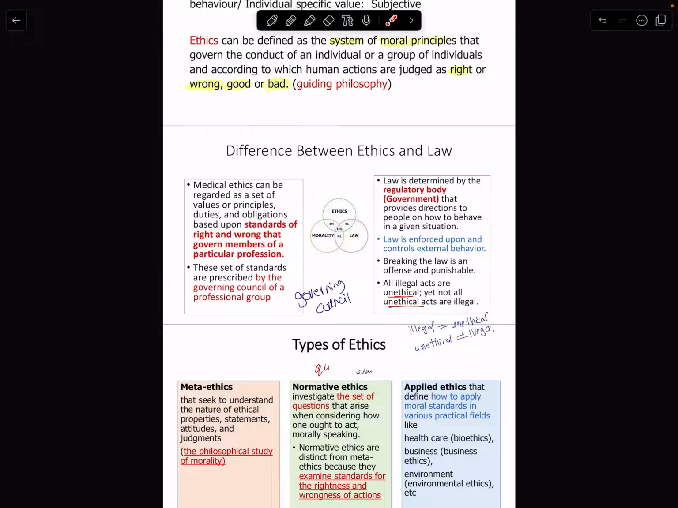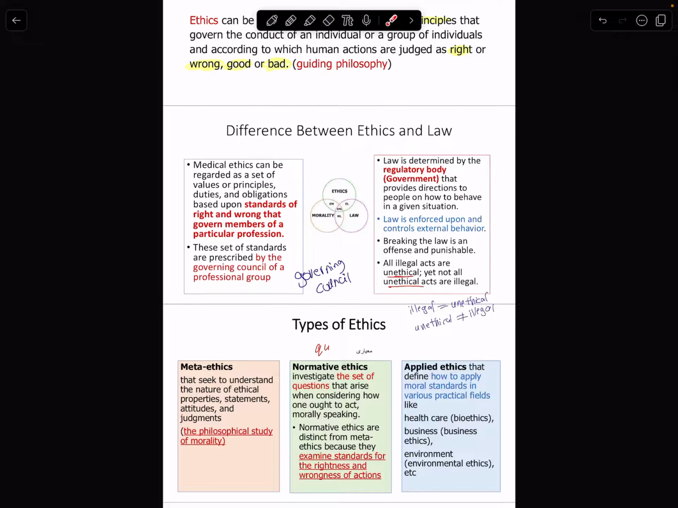Breaking the law is an offense and it's punishable. Also, something the doctor said is that all illegal acts are unethical, but not all unethical acts are illegal. So basically, illegal means it's unethical, and unethical does not necessarily mean it's illegal.